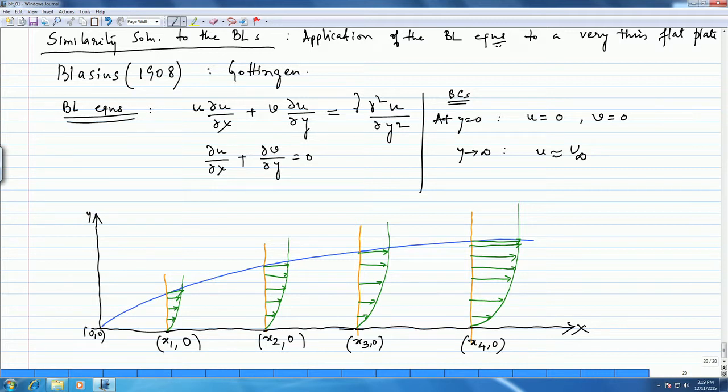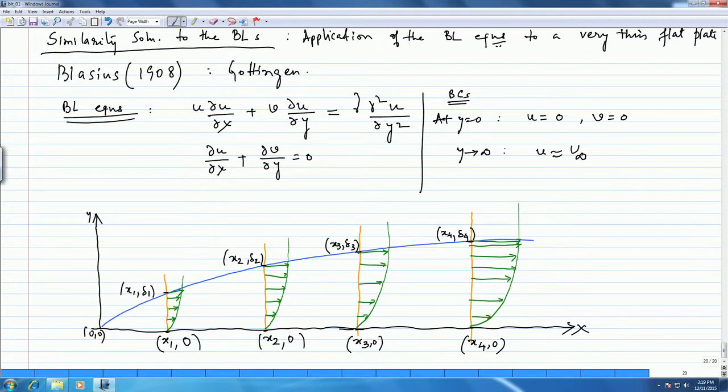This location is x1 delta 1. This location is x2 delta 2, and this is x3 delta 3, this is x4 delta 4. So, basically delta 1, delta 2, delta 3, delta 4, that is the boundary layer thicknesses, right, going from here. And of course, this is the distribution of the velocity.